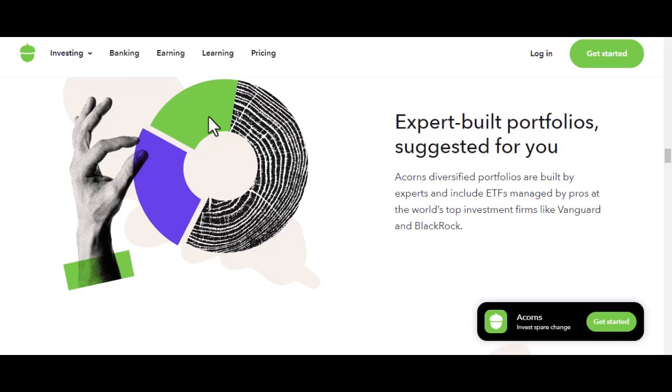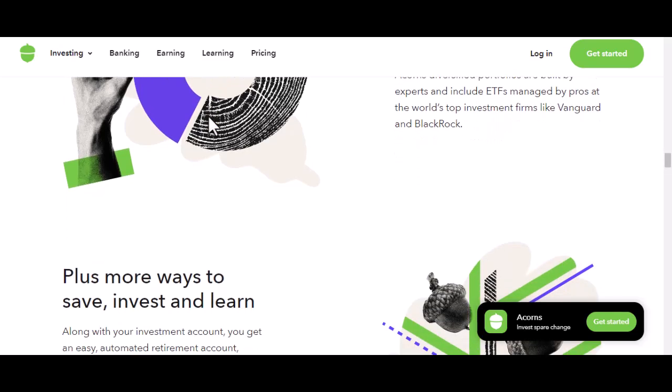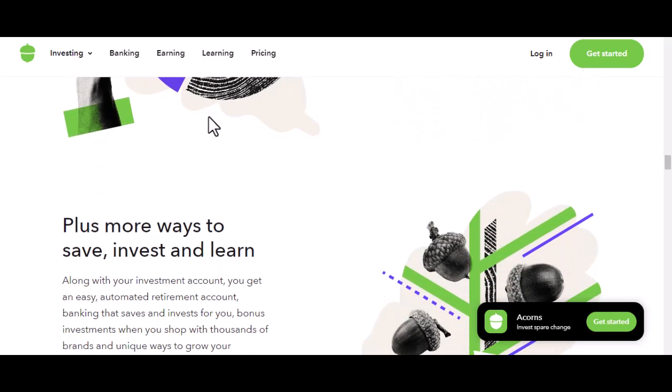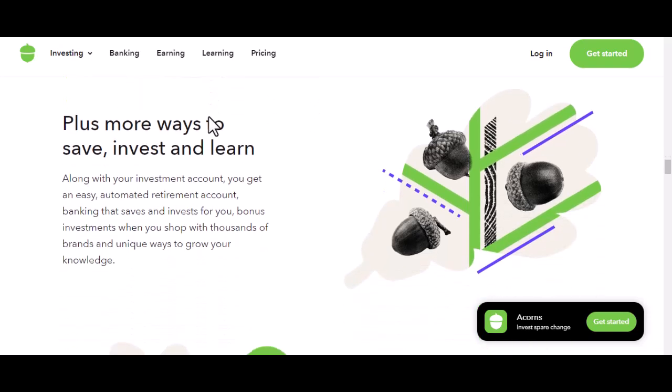Step 5, confirmation. Once you've entered your bank details, Acorns will usually verify your account. This can take a few business days. You might see a small pending charge on your account as part of this process. Don't freak out. It's just Acorns making sure everything is kosher.